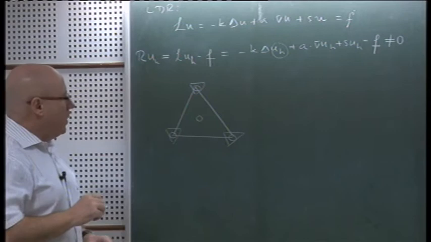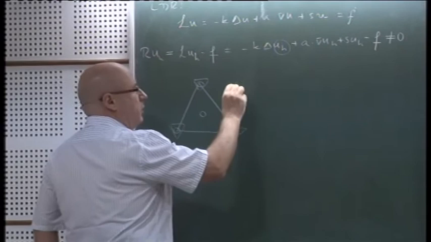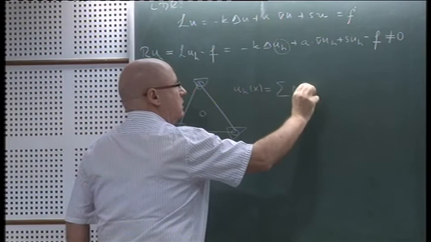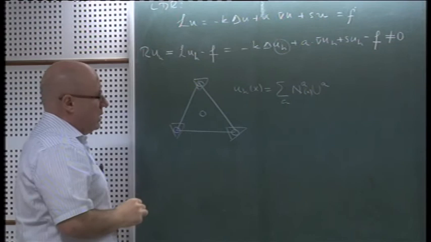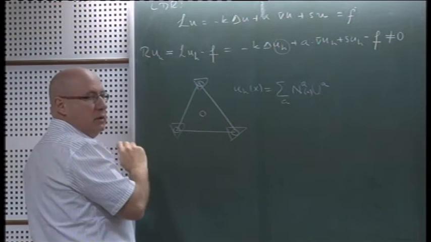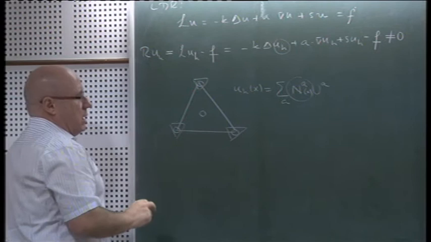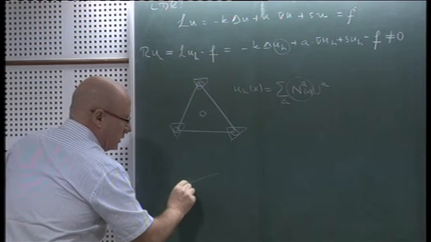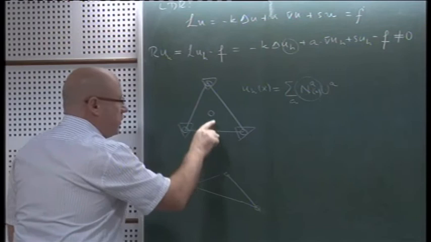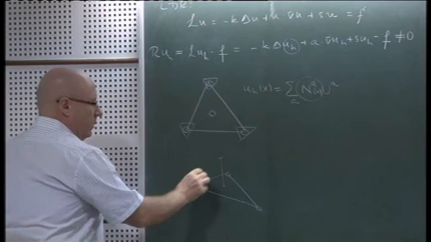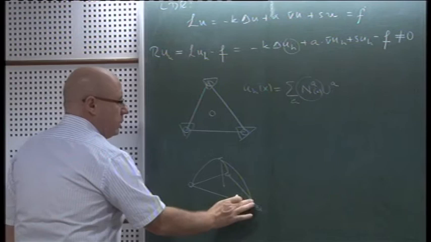Remember, we interpolate the velocity as the sum of the shape functions, which depend on x, times the nodal values. And those shape functions take the value 1 at one node and 0 at the other nodes. That's the way we construct the shape functions in the case of the simple Lagrangian interpolation. So how will that shape function look? If I try to draw it in perspective, the shape function associated to that node will be 1 at the center and 0 at the corners and also 0 on the edges.